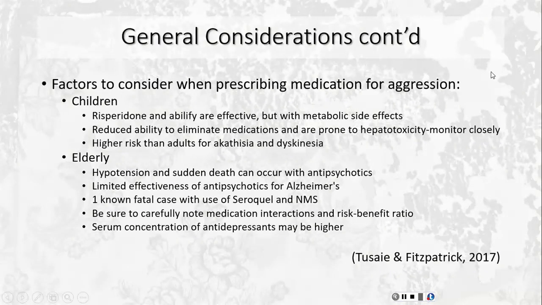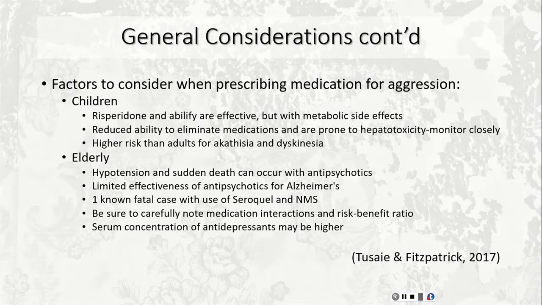So, children: risperidone and Abilify are effective, but both have metabolic side effects. Kids typically have more weight gain. They have a reduced ability to eliminate medications and are prone to hepatotoxicity. So we want to monitor them closely, and they're at higher risk than adults for akathisia and dyskinesias.